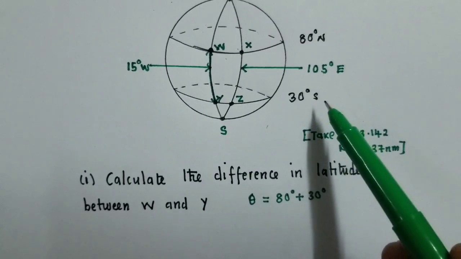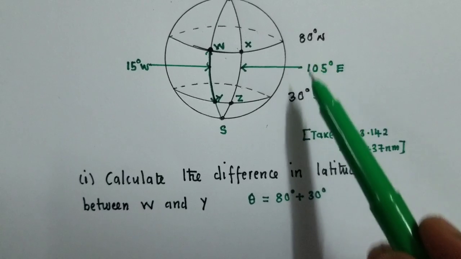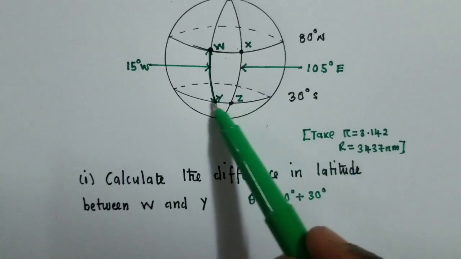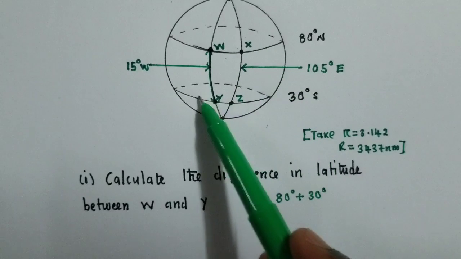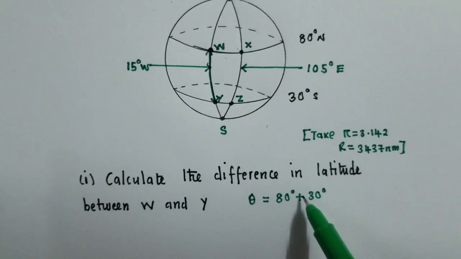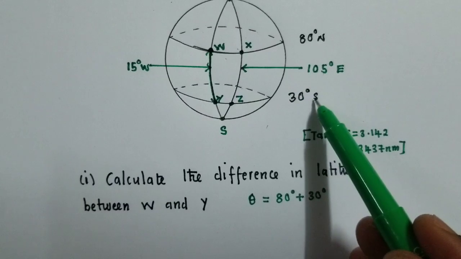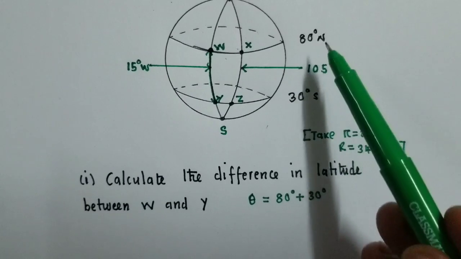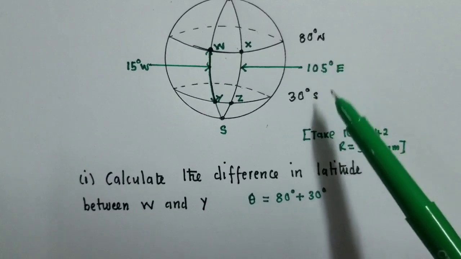Don't put the sides, south, north, no. Just get 80 plus 30. So this is the latitude, 80 here plus 30. But why are we adding here? This is because this 30 is to the south side, while 80 is to the north side. Okay, so the sides are different.